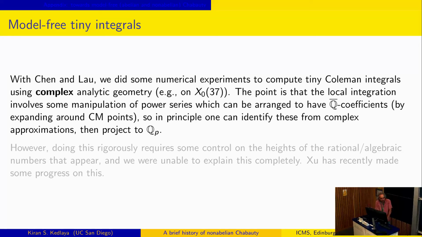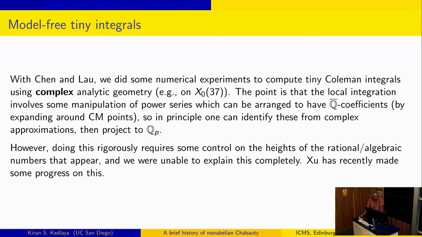So if you're talking about power series with coefficients in Q bar, you can compute things in terms of complex approximations, using the upper half plane modular curve and then project to Q_p. So this is numerically quite challenging, but it certainly works. We managed to do a few examples, at least heuristically. Doing this rigorously means you have to control the heights of the rational numbers involved. And this is pretty challenging.